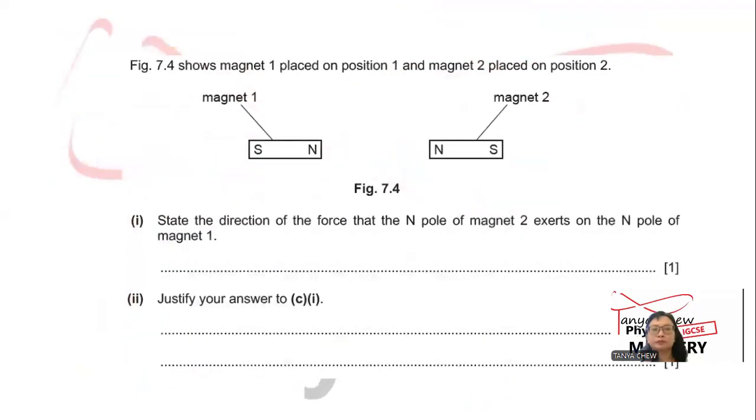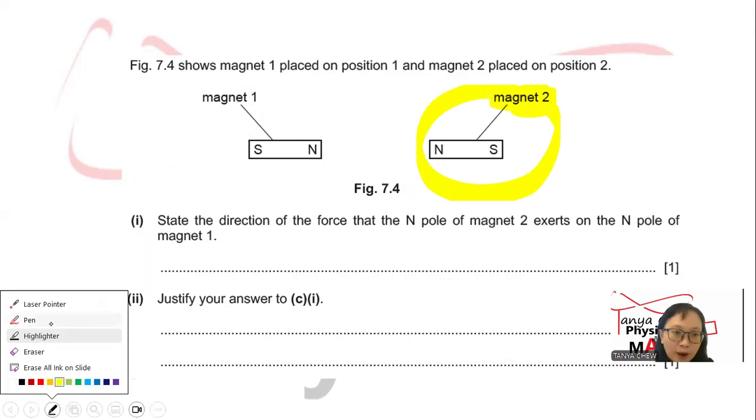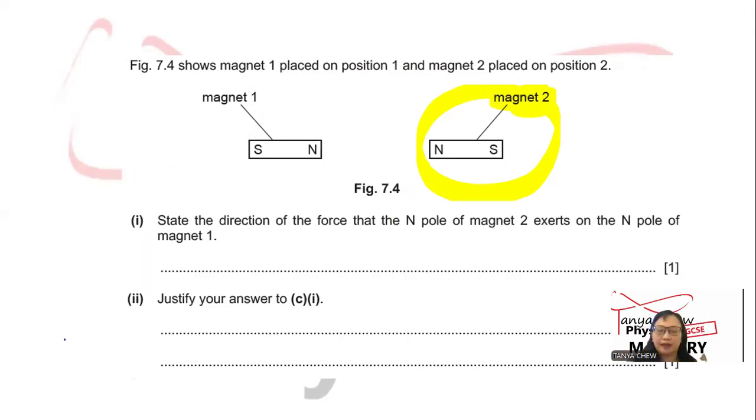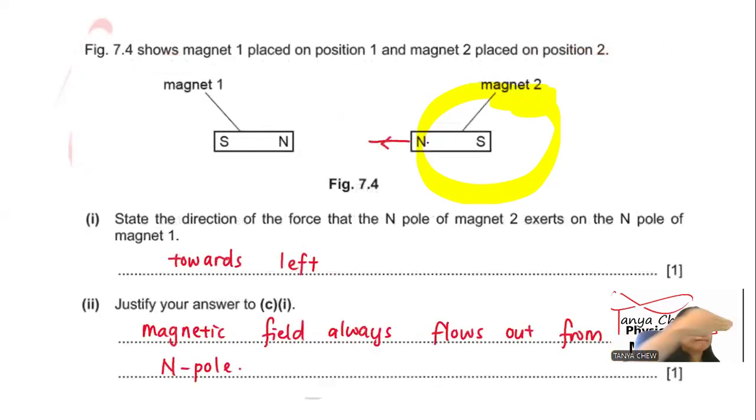For example, Fig 7.4 shows magnet 1 placed on position 1 and magnet 2 placed on position 2. State the direction of the force that the end pole of magnet 2 exerts on the north pole of magnet 1. So when you talk about magnet 2, please only focus on magnet 2. North pole exerts on north pole. You know, north and north, like poles, they will repel. So the north pole from magnet 2 is going out. Everybody knows that the magnetic field must be coming out from the North Pole. So I say towards left.